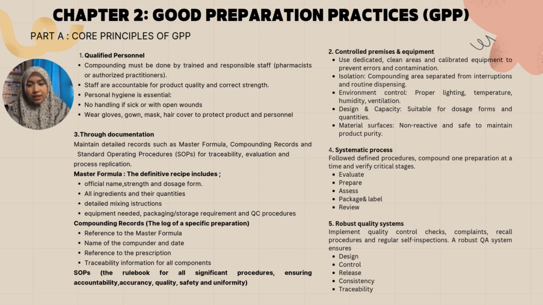Another key principle is proper documentation, where detailed records such as the master formula, compounding record, and standard operating procedure must be maintained. The master formula serves as the official recipe that includes ingredients, quantities, mixing instruction, required equipment, storage condition, and quality control steps, while the compounding record documents the specific preparation made, including the date, compounding name, and prescription reference. This ensures the traceability, accountability, and process consistency.